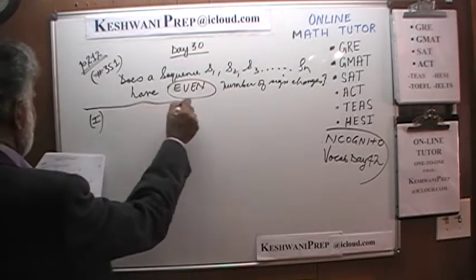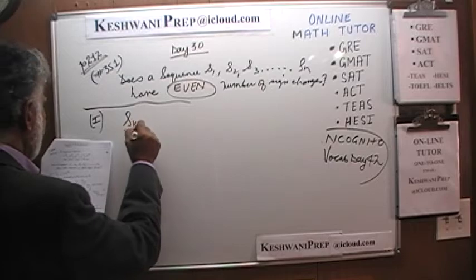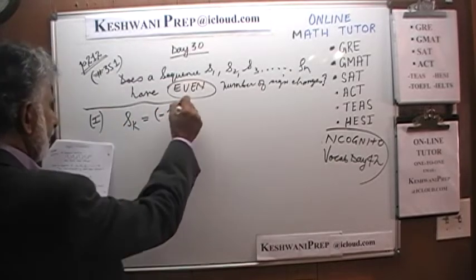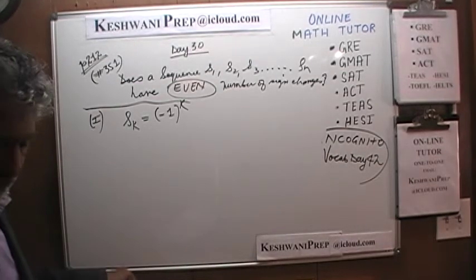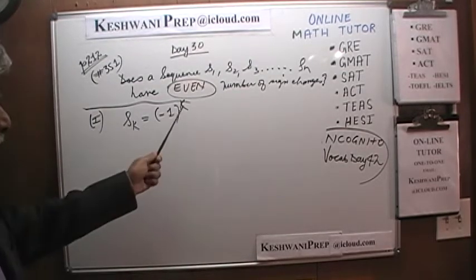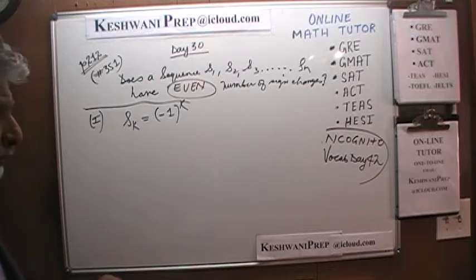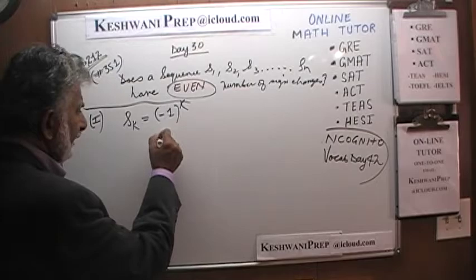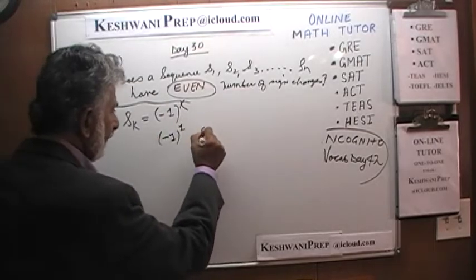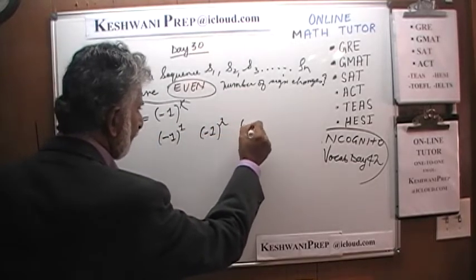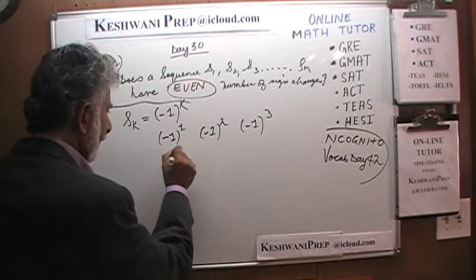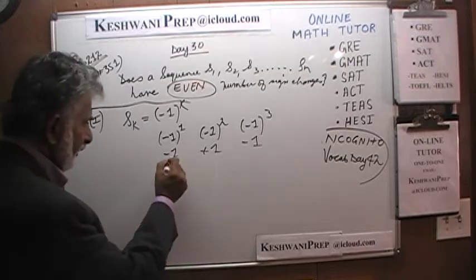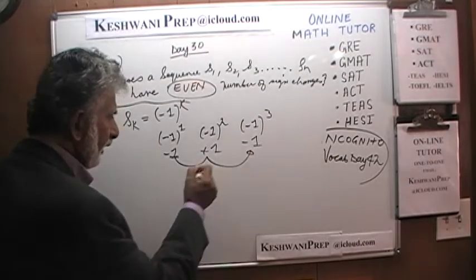In the first statement, they tell us that the sequence is supposed to take this form. Sk is supposed to be negative 1 raised to k. As you can clearly see, it all depends on what the value of the k is. For example, if k happens to be 3, the first one is going to be negative 1 raised to 1, negative 1 raised to 2, negative 1 raised to 3, and we'll have a negative 1, a positive 1, and a negative 1. We have two sign changes. It goes from negative to positive, positive to negative, two sign changes.